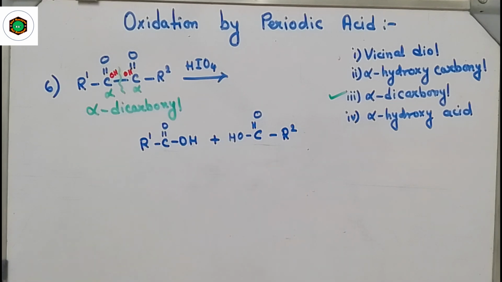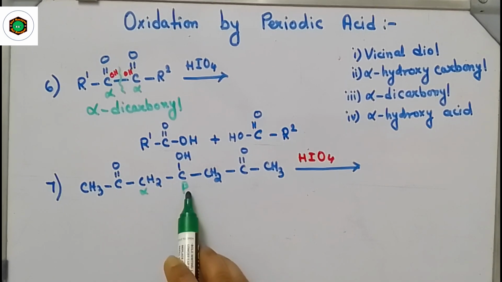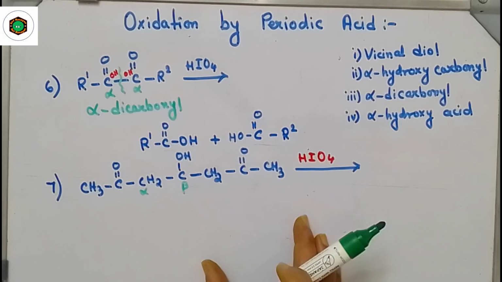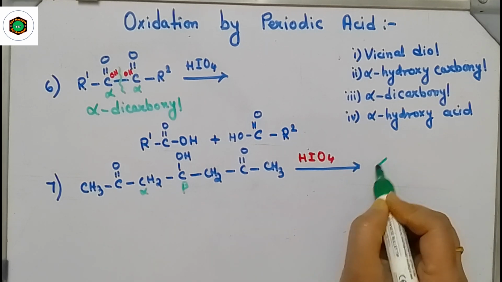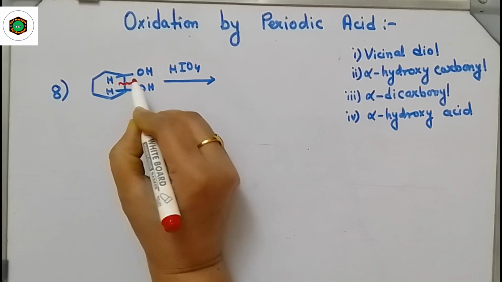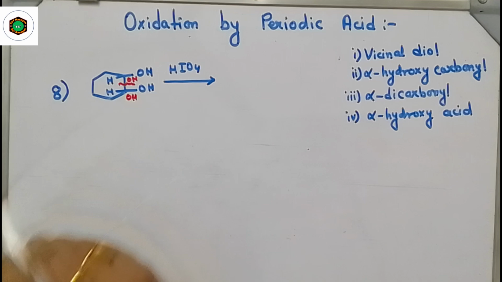So these two carboxylic acids we are getting. Now here with respect to this carbon is alpha, this carbon is beta. So this is beta hydroxy carbonyl with periodic acid oxidation. Alpha hydroxy carbonyl gives product, but here there is no reaction. This is also vicinal diol system. So break this bond. Here with this carbon add one OH, with this carbon add one OH.